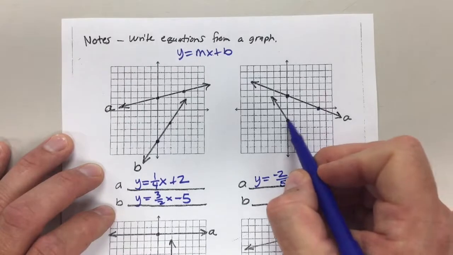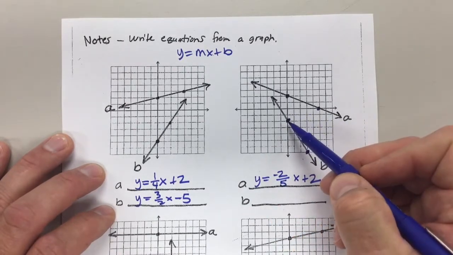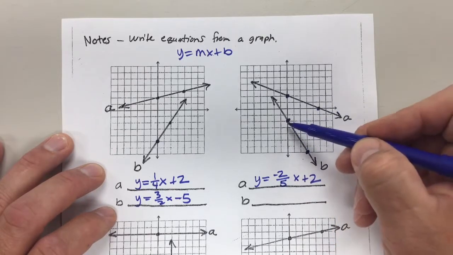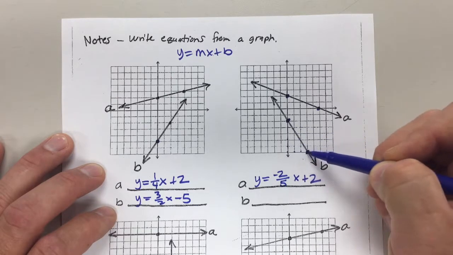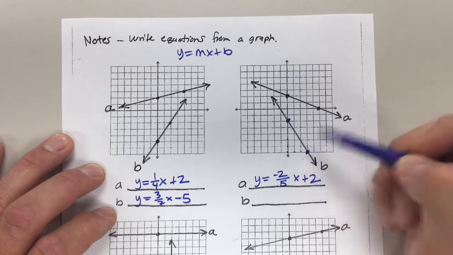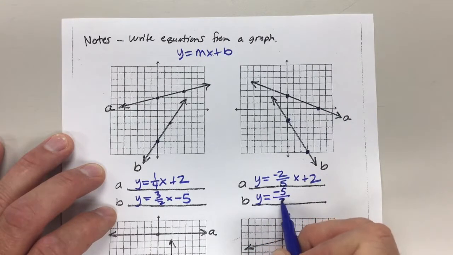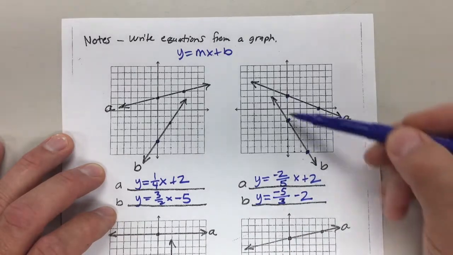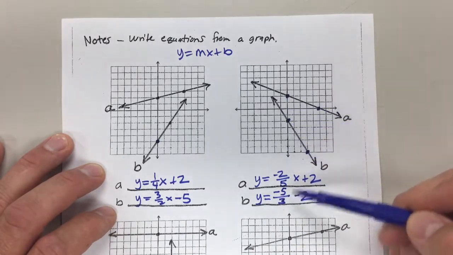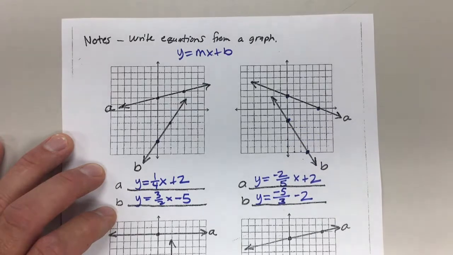For my second example, I'll make those points a little darker. The y-intercept is -2, and to get from this point to this point, I count down 1, 2, 3, 4, 5 over 3. Down 5 over 3. So my equation is -5/3 x minus 2. Minus 2 because the y-intercept is down 2, and -5/3 because I count down 5 over 3.